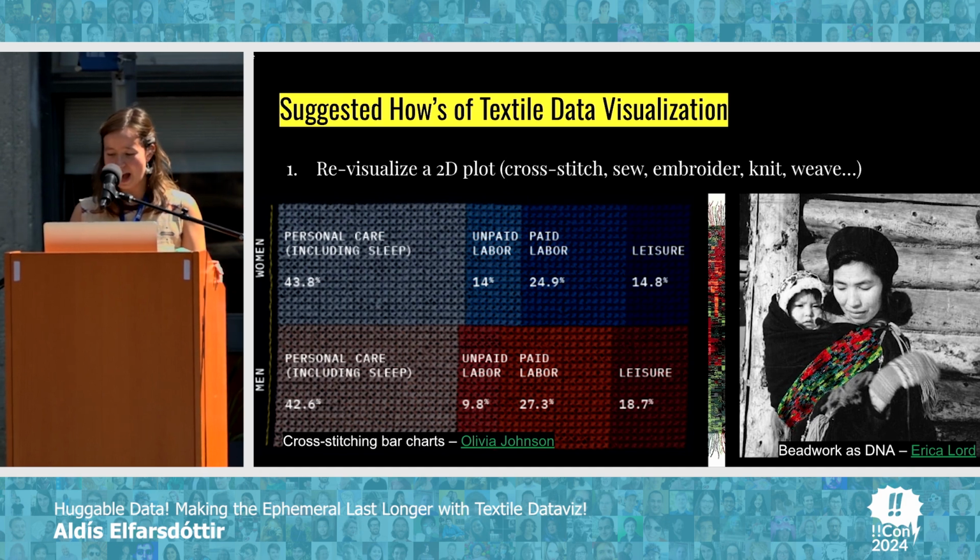On the right, we have beadwork as DNA, which makes the case for indigenous data sovereignty, turning computerized information about the DNA of diseases affecting indigenous populations into a woven burden strap, saying this is the data we carry.